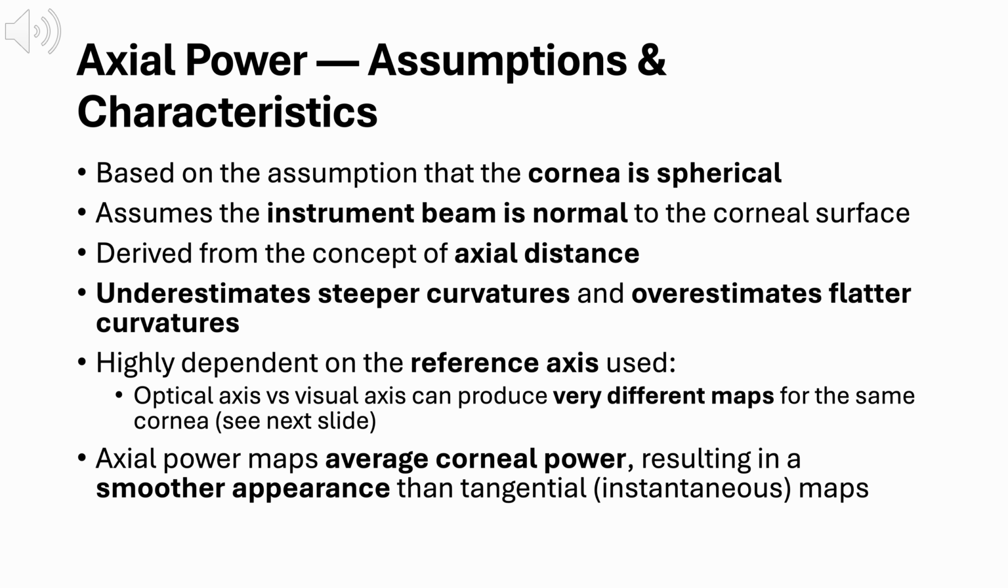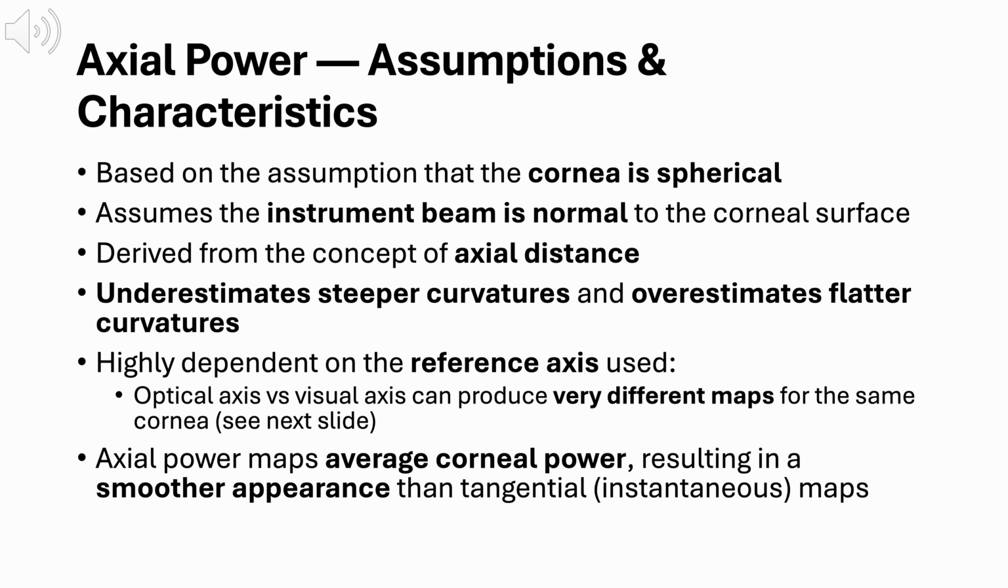Now we'll focus on axial power maps and the assumptions built into them, because those assumptions explain both their strengths and their limitations. Axial power is calculated based on the assumption that the cornea is spherical and that the instrument's measuring beam is normal to the corneal surface.